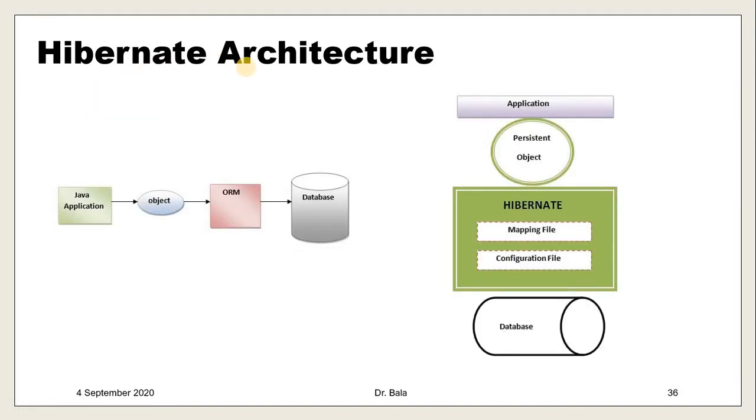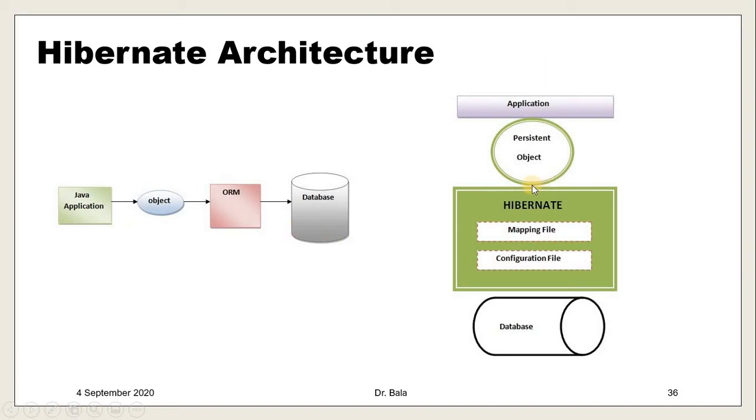Now we will go to the Hibernate architecture. I said every framework has its own architecture. Well, the Hibernate framework also has an architecture. Now we can look at the left side figure. So our application is there. It is connected with the object. This object is nothing but a Java persistent object. The persistent object is connected with the ORM, object relational mapping, which is going to deal with the database. So this is the simplest way of understanding the architecture.